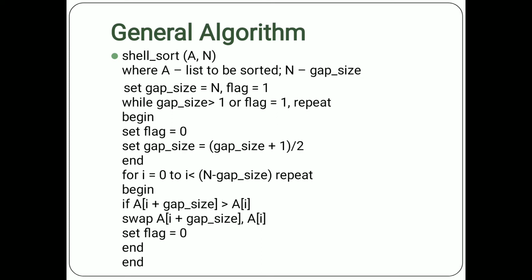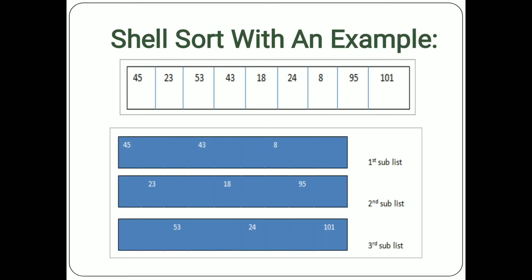Next, let us discuss a detailed example to better understand the shell sort using a pictorial representation. So you can see the shell sort example. Consider the following array of 10 elements.